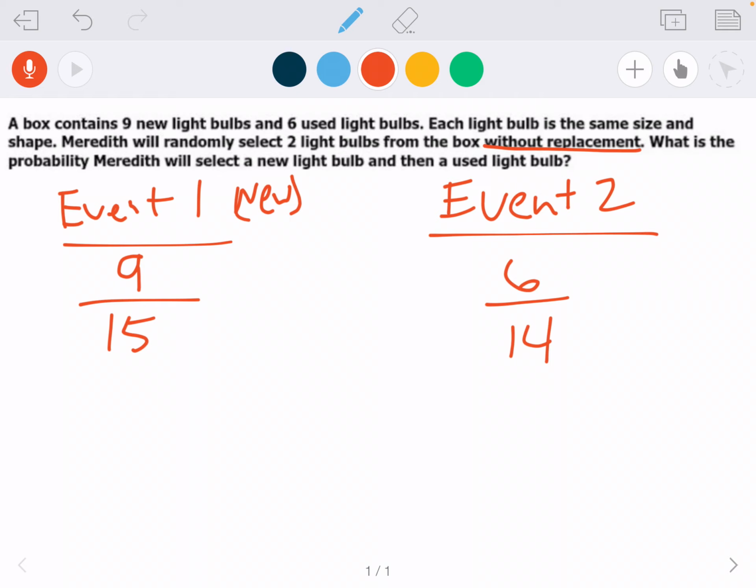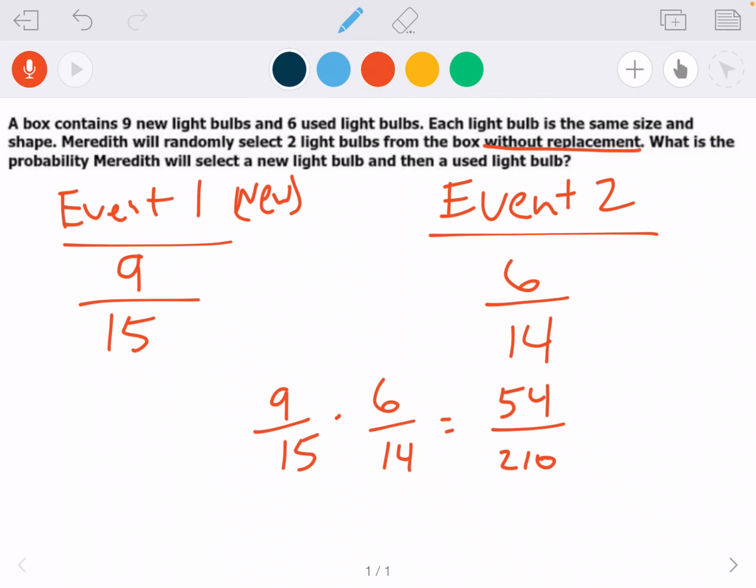So now we have our 2 events. So now we need to multiply these together. So there's actually 2 ways to do this. I'm going to do each way. The first way is just to multiply both of our fractions as they are. So again, when we're multiplying fractions, we multiply the numerators together. So 9 times 6 is 54 over, then on the denominators, we're going to multiply those together. So I have 54 over 210.